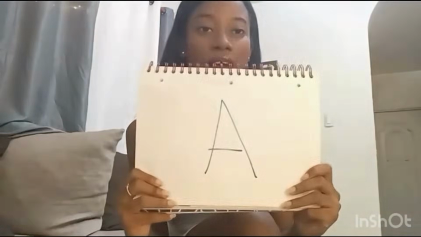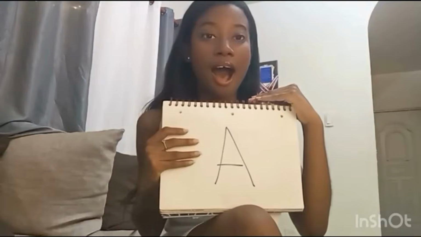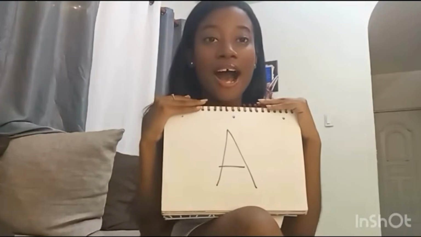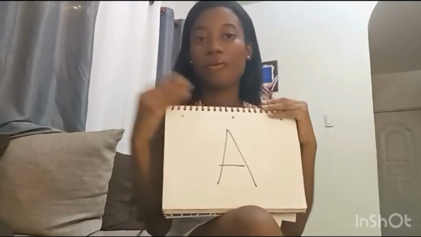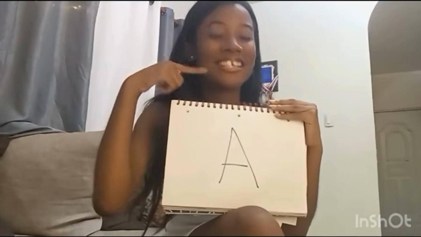Now, I got some samples to use. For example, this one. We have here a vowel. This is the vowel A. When we pronounce A, we make this sound. Ah. You can see that my lips don't touch each other. But when we do it like this, A. A. You can see here, my lips don't touch each other.